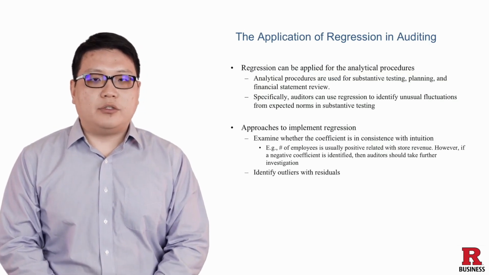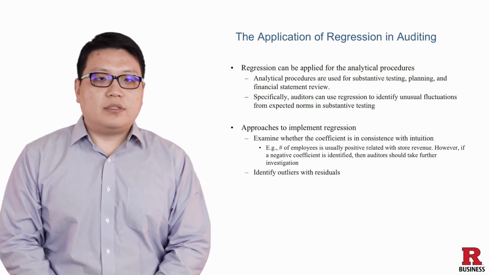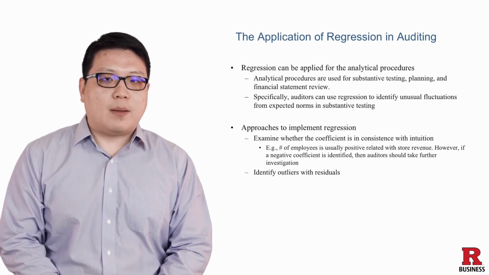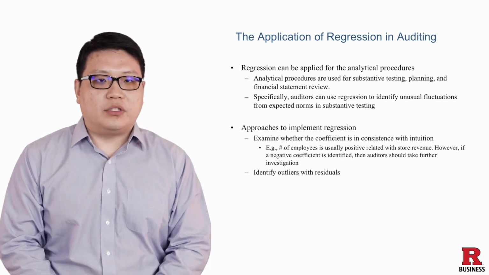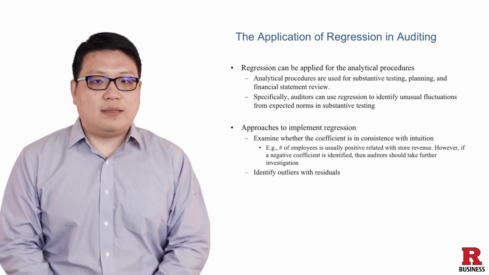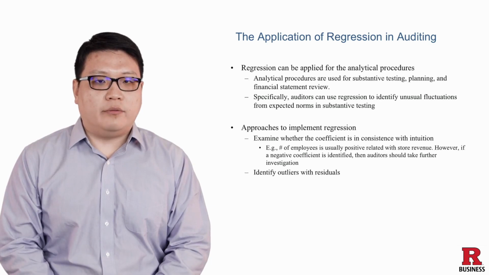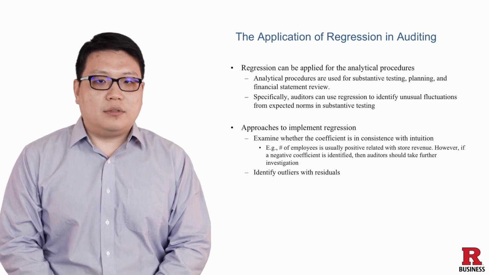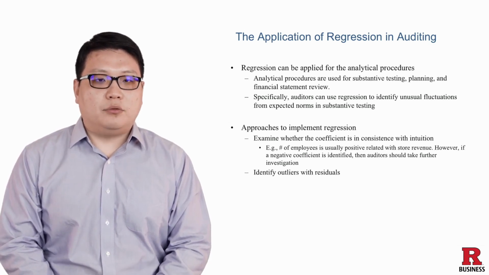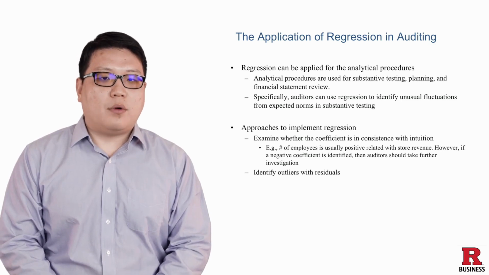Auditors generally use regression for two purposes. The first one is that regression can be applied for analytical procedures. Analytical procedures are used for substantive testing, planning, and financial statement review. Auditors can use regression to identify unusual fluctuations from expected norms in substantive testing. And auditors use regression in two ways.